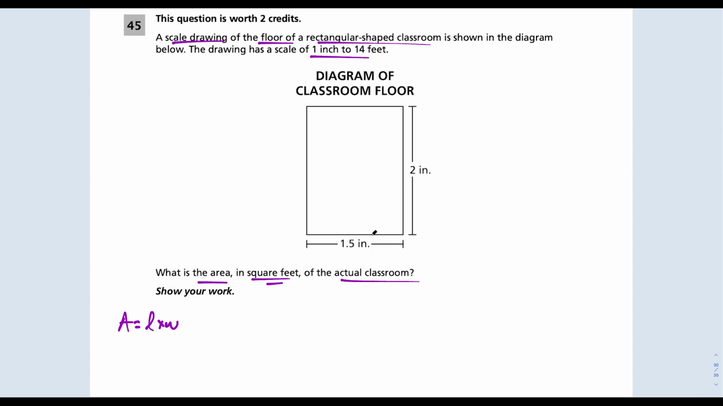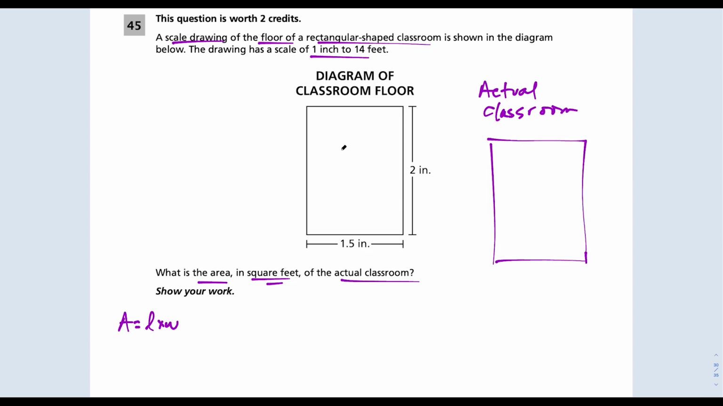So the first thing we want to do here is find the dimensions of the actual classroom. So we'll say the actual classroom is going to be measured in feet. So I'm just going to draw another rectangle like this. I know this is not actually the classroom here because it's about the same size as this, but we're going to put the units here in feet. So now we just want to think here using the scale. 1 inch corresponds to 14 feet. Well, how many feet would that correspond to in this diagram here when we have 1.5 inches going across the bottom? So I could just put an X here and say feet.